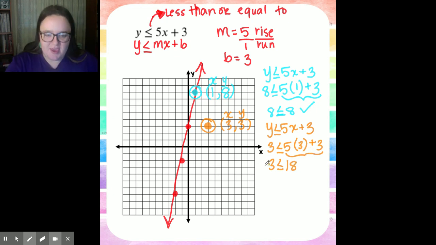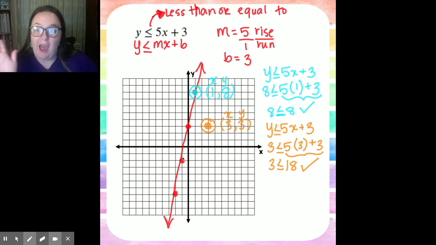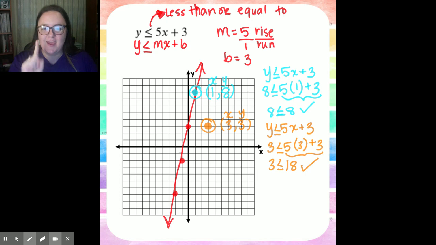Now, let's read this statement and see if it's true. 3 is less than or equal to 18. Is that true? Yes, that is absolutely true. 3 is less than 18. Did you guess that? Was that your prediction? So what this means is that inequalities also have points outside of that line that make it true.